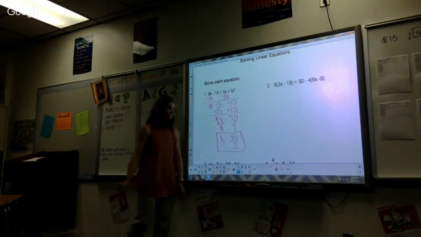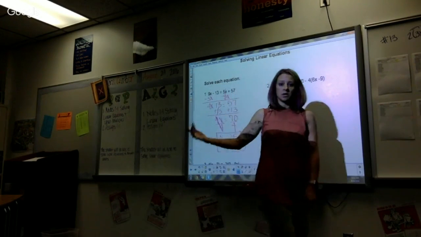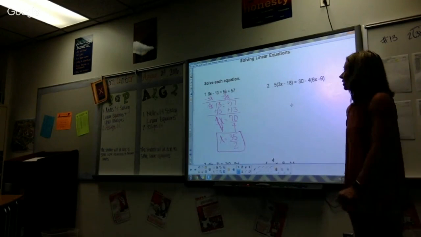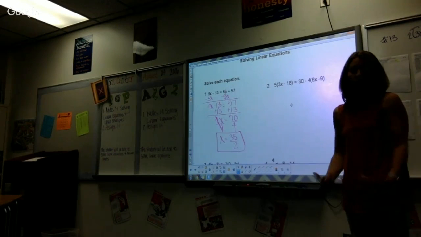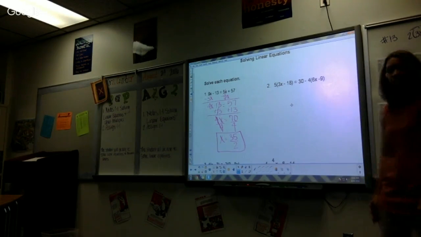Box in your answer. To check your solution on a linear equation, you can just plug that back into the original equation and it should be true. So that left side should equal the right side. Okay, so now let's look at number 2.